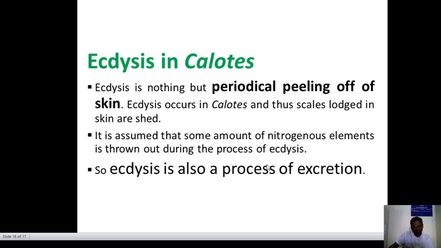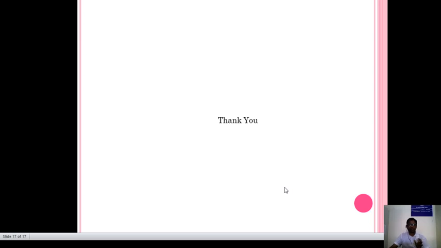Ecdysis in Calotes is nothing but the periodic peeling of the skin. The shedding of the skin is called ecdysis. Ecdysis occurs in Calotes, and thus scales lodge in the skin and shed. It is assumed that some amount of nitrogenous waste is thrown out during the process of ecdysis. So it is also a process of excretion. Okay, thank you. This is all about the external features of Calotes.